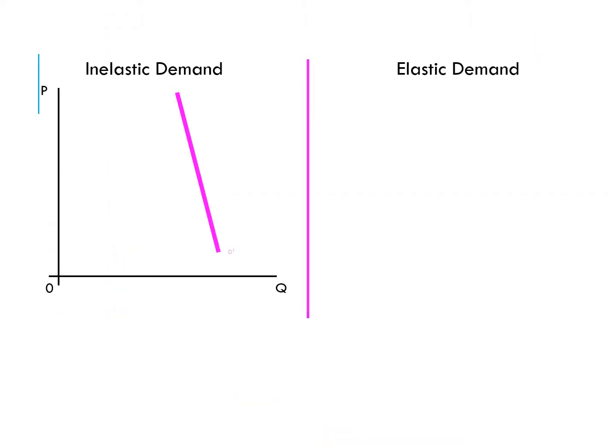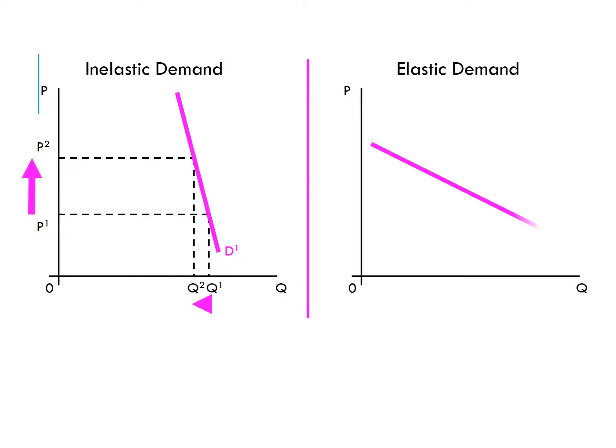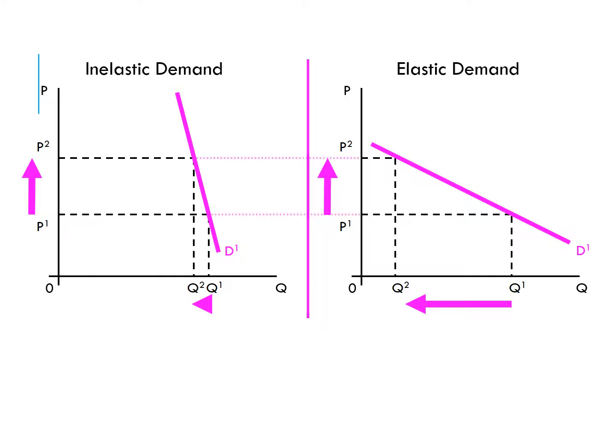On the left-hand side, price inelastic demand, and we raise the price from P1 to P2, we can see there's a small fall in quantity from Q1 to Q2. If we have elastic demand and we raise the price by the same amount, P1 to P2, we can see there's quite a big fall in demand from Q1 to Q2.